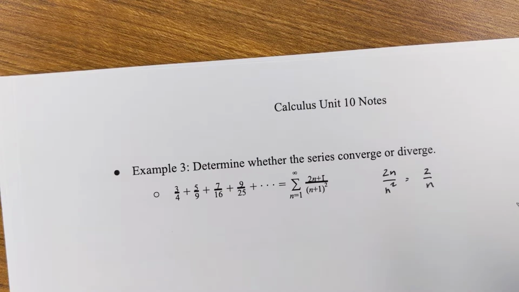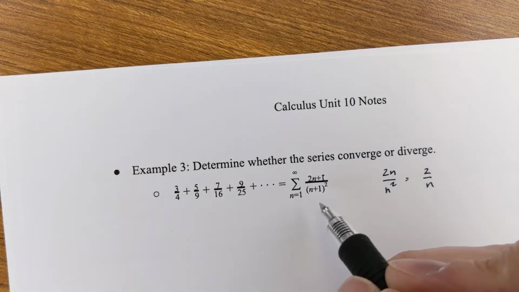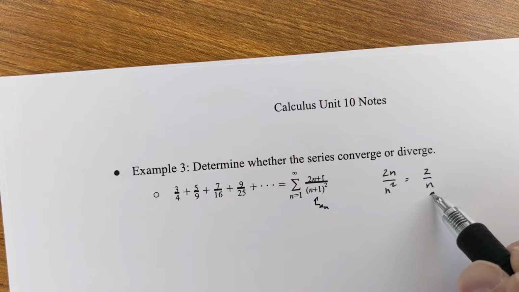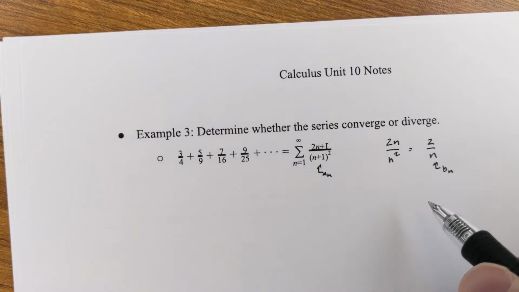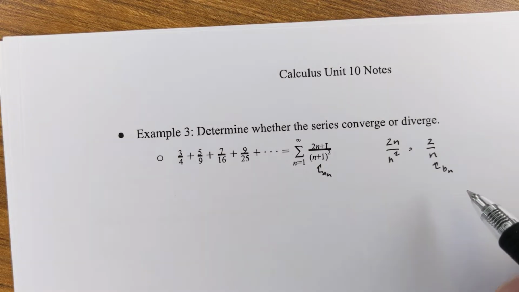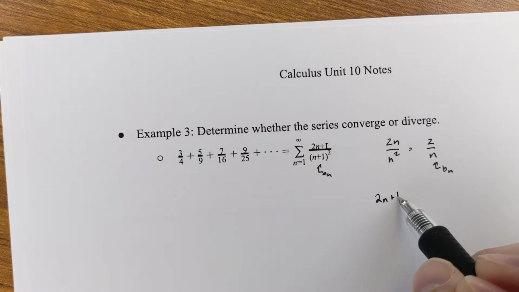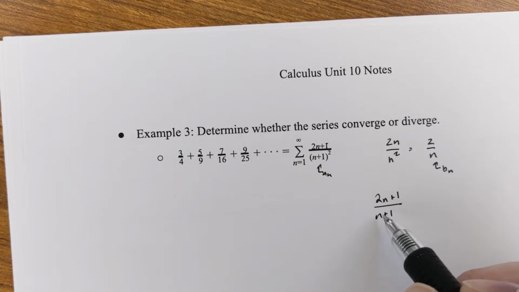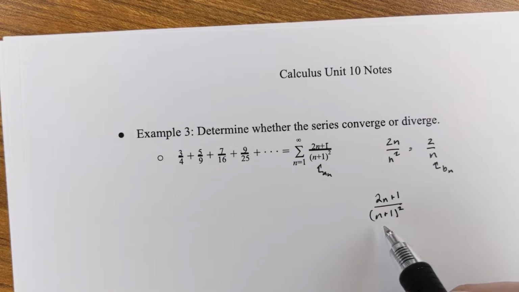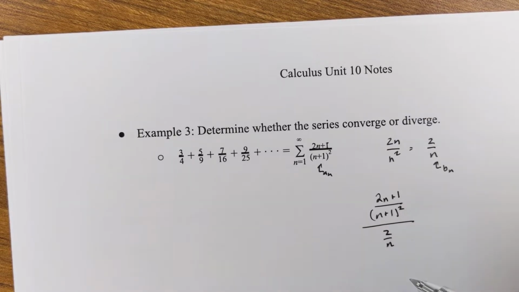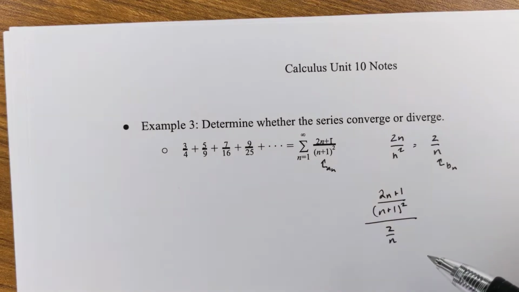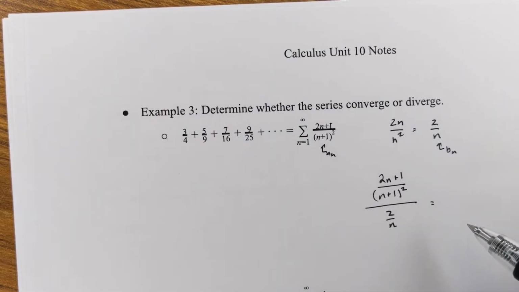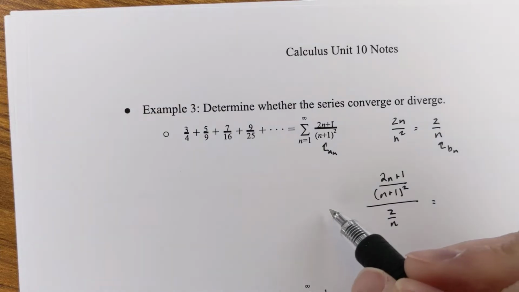So doing the limit comparison test, this is our a_n, and this is our b_n. So a_n over b_n gives us, no, sorry, forgot the limit.